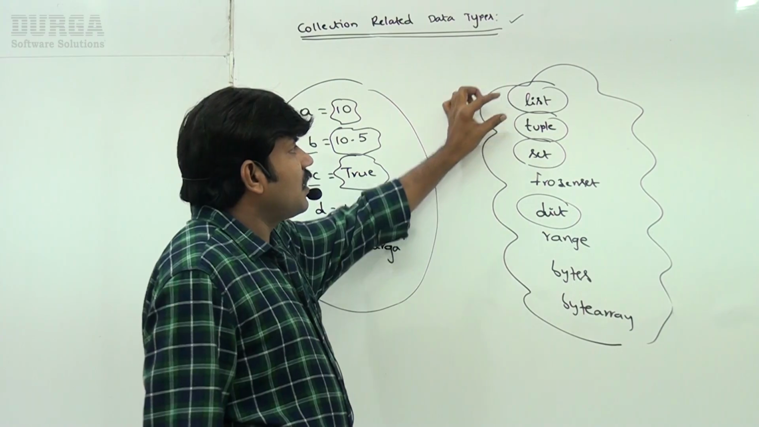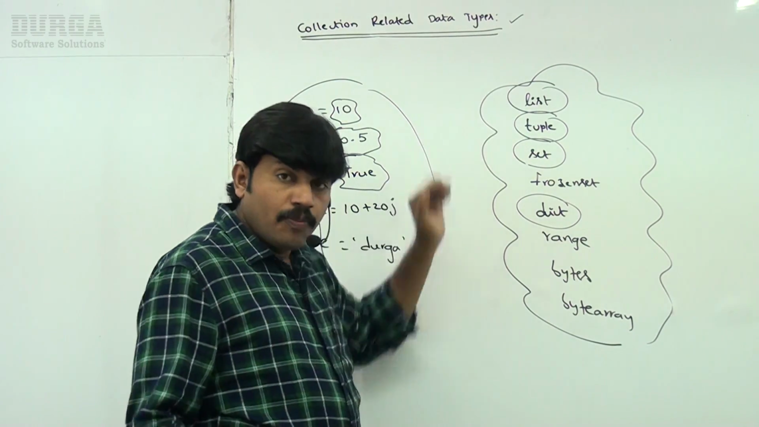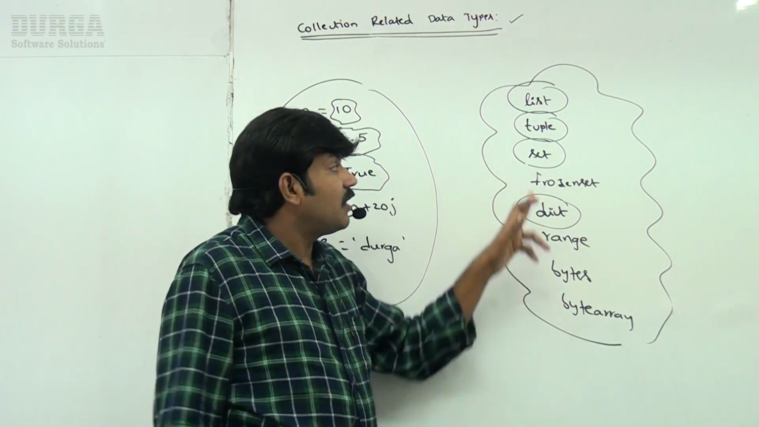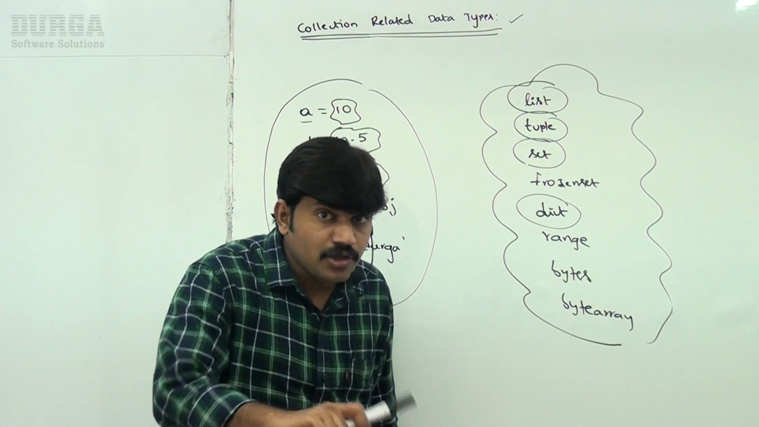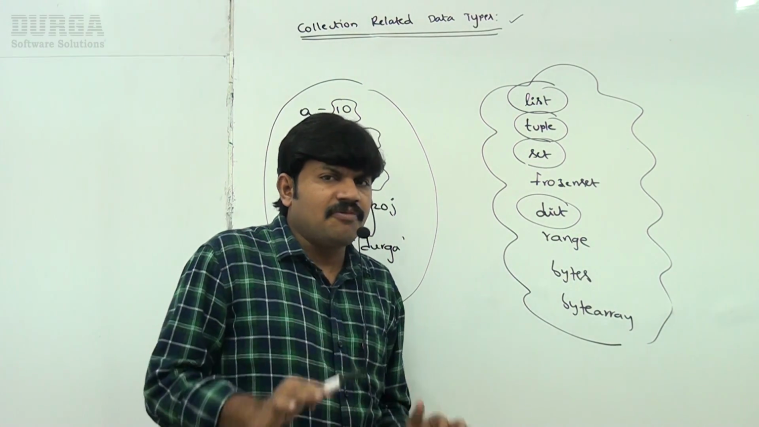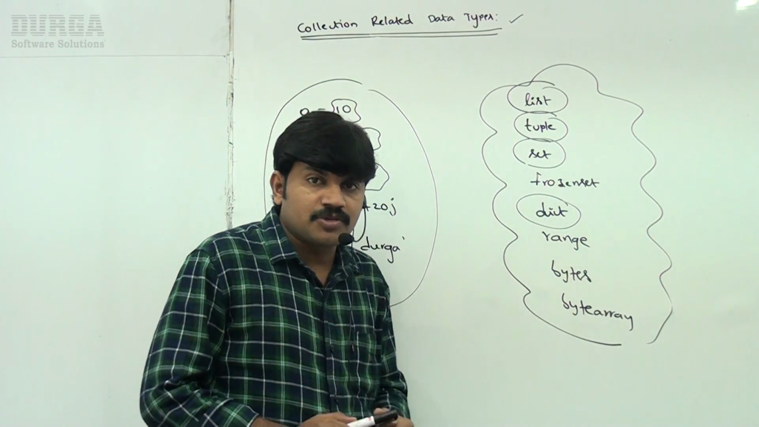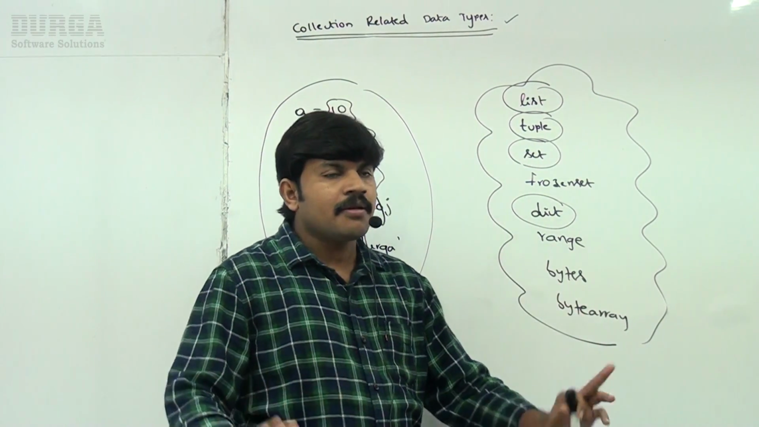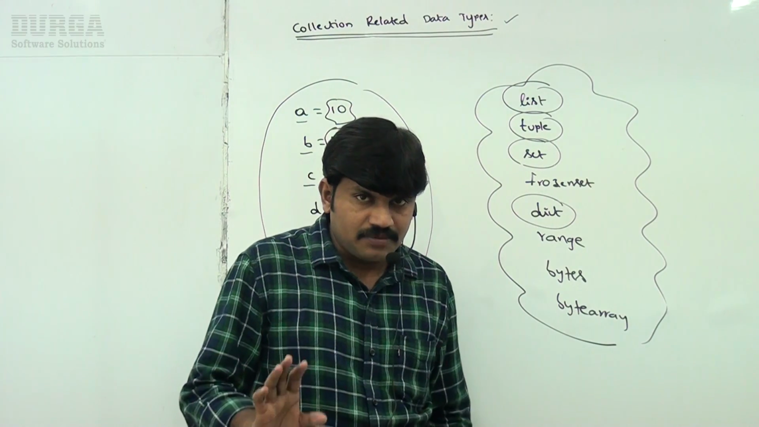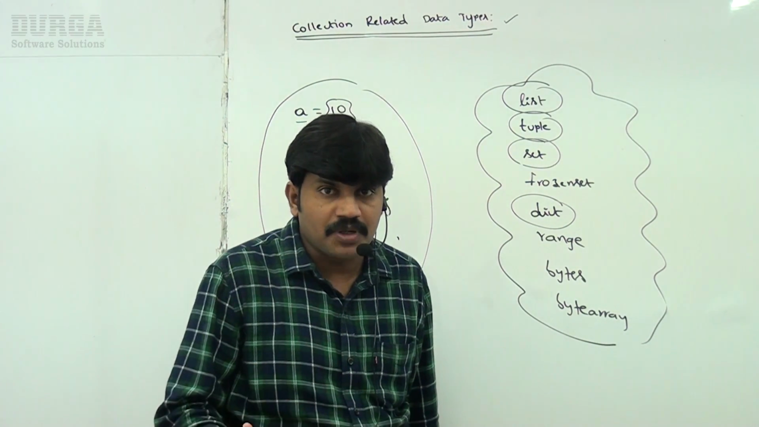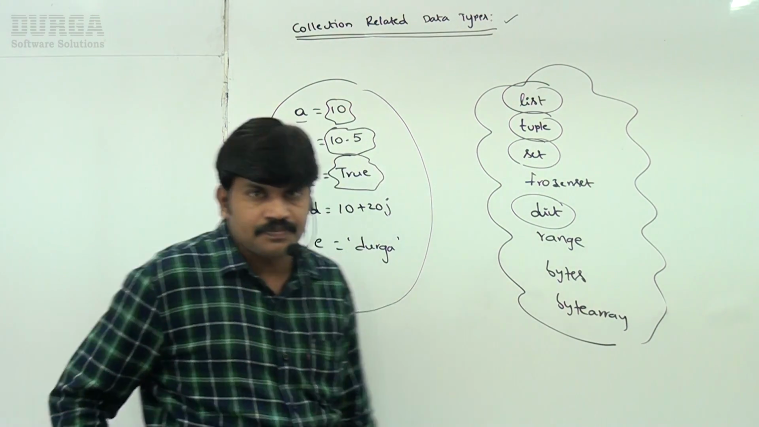Something like, order is important and duplicates are allowed, then we have to go for list. Duplicates I don't want, then we have to go for set. Key value pair, then we have to go for dict. So based on our requirement, we have to choose the corresponding collection related data type. Anyway, as of now, multiple collection related data types are available. These are things we have to discuss one by one. Up to this it is clear, right?